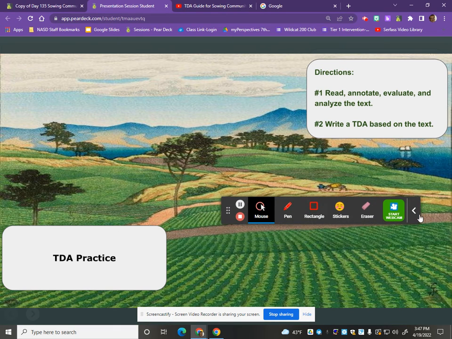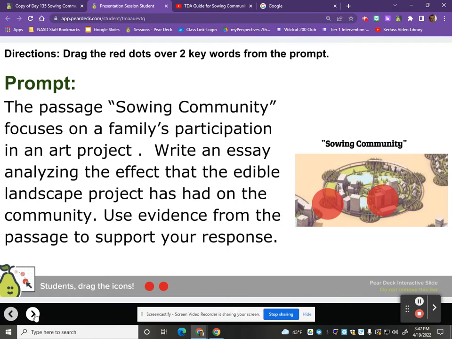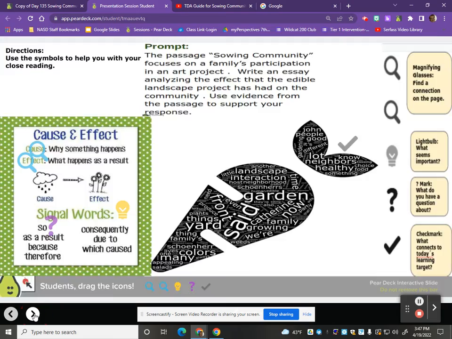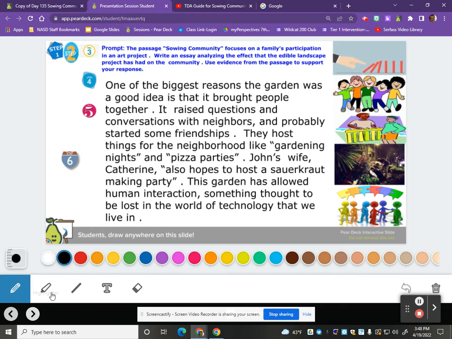Welcome back. It is time to get with that TDA. So let's go ahead and get in there. We have gone through almost the entire story, if not the whole thing. And now what we need to do is figure out, okay, do I understand what the prompt was asking? Do I understand the paragraph that's in response to it?